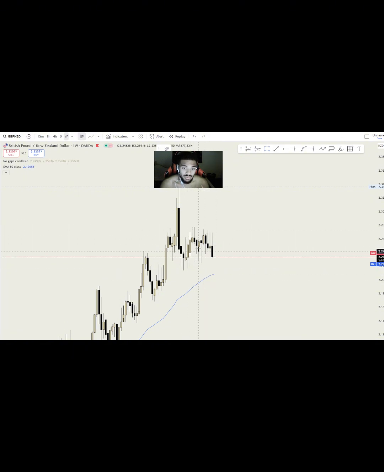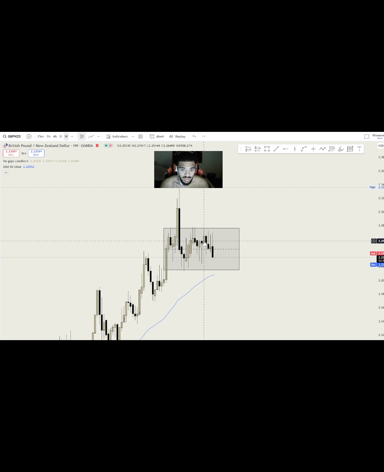You've got loads of wick rejection to the bottom as well, so there's clearly a big zone here that is fighting in at the minute on the weekly time frame. I mean, look, 1, 2, 3, 4, 5, 6, 7, 8, 9, 10, 11, 12, 13, 14, 15, going on 16 weeks. It hasn't even moved out of this zone, so won't be touching a GBP New Zealand dollar for any time soon.